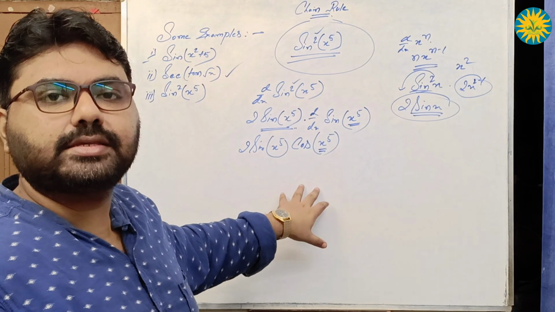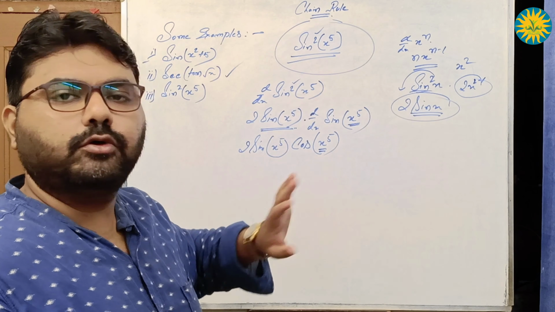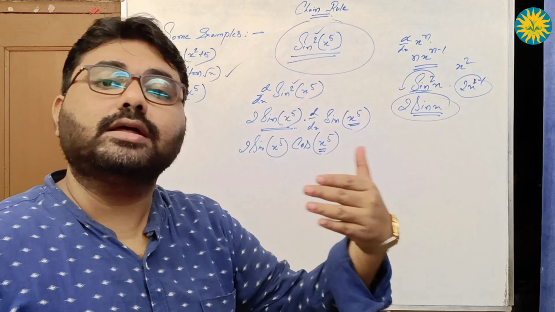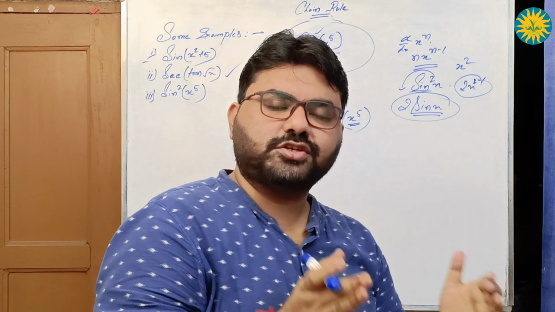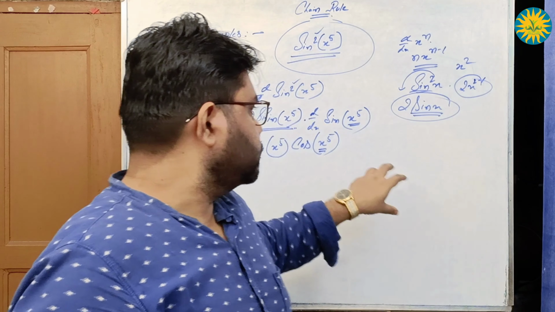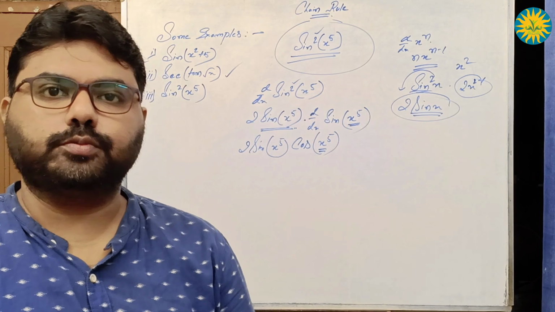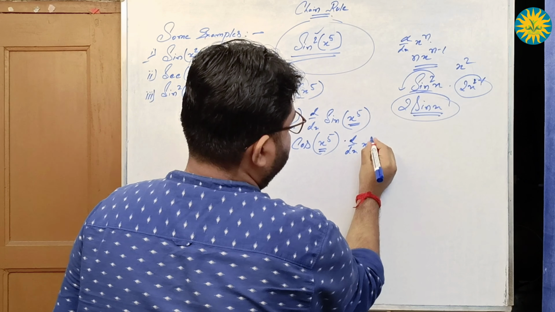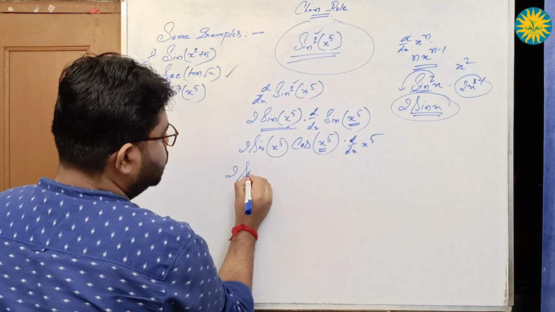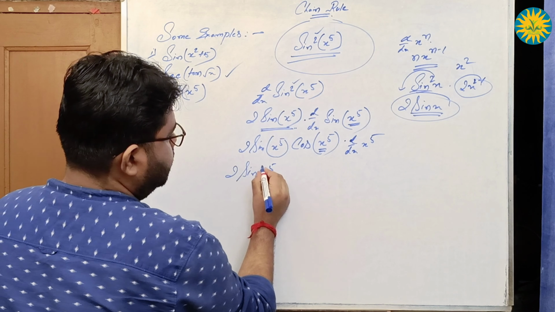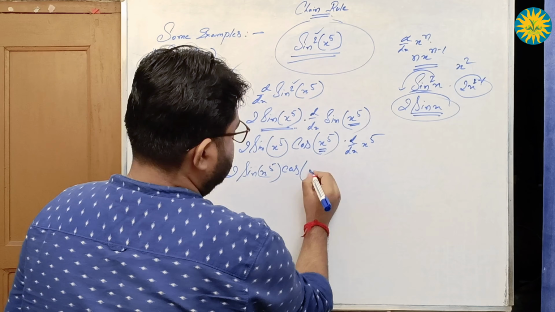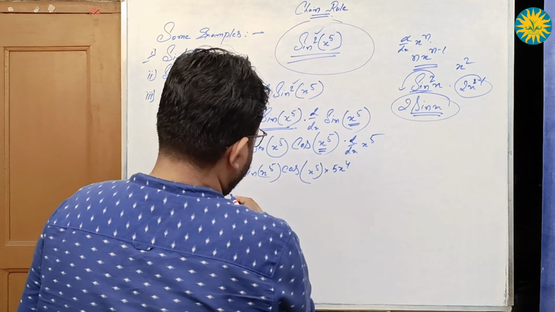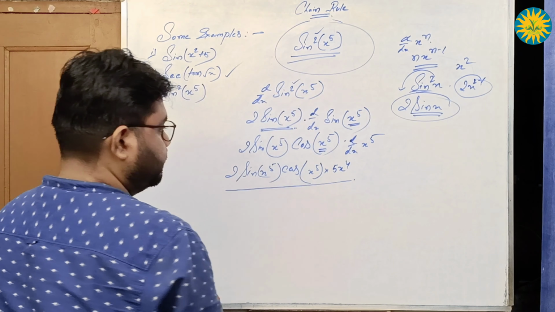Now, it is not x, it is x to the power 5. If it would have been x, the answer would have ended over here. But since it's something other than x, a different function from x, we have to differentiate separately this x to the power 5. Now we will write d dx of x to the power 5. That is 2 sine x to the power 5 cos of x to the power 5 into 5x to the power 4. So this is our last answer.